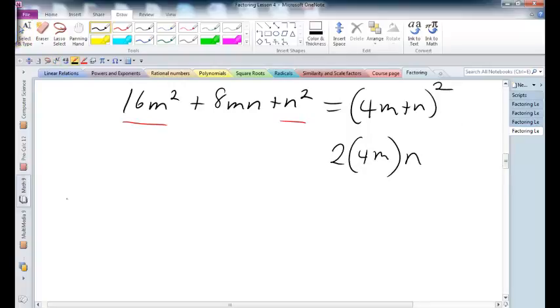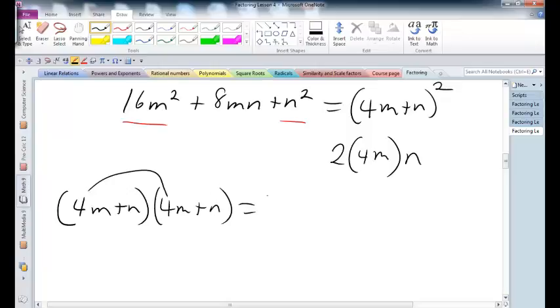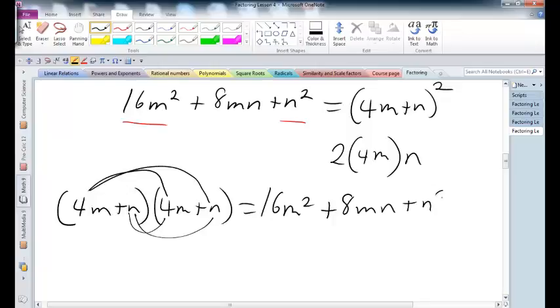Remember, you can check all of these, so let's check this one. We'll multiply out (4m + n) squared. (4m + n) times (4m + n). If we distribute that out, we get 16m squared plus 4mn plus 4mn to give us plus 8mn plus n squared. We've got the same trinomial we started with, and so we know we've done it perfectly.